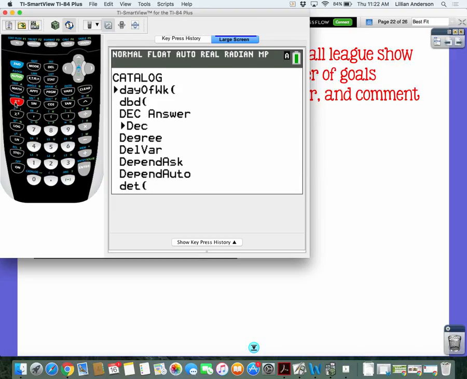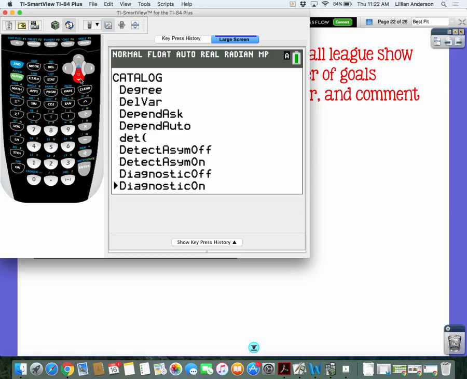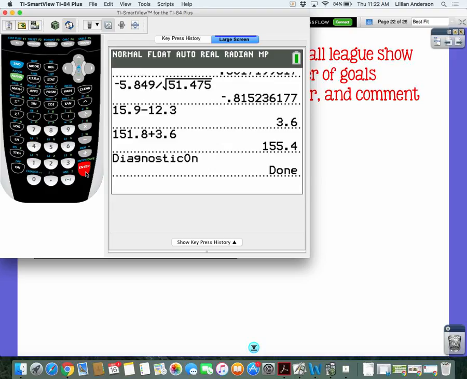Once you click X to the -1 and find diagnostic, that's DI. There's off, there's on. You click enter, you click enter again. Once it says done, that means your diagnostic is on. So now when you go through the process to find your correlation coefficient, it'll show up. So this is what you do.